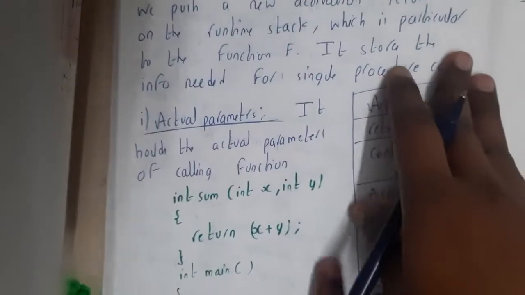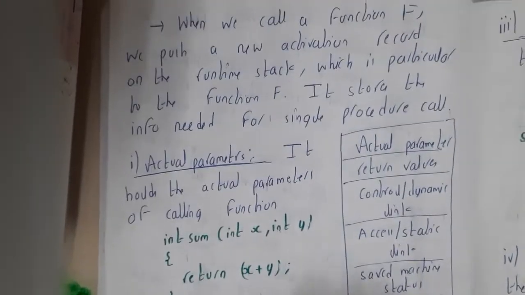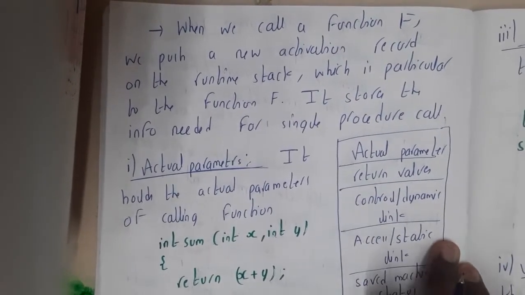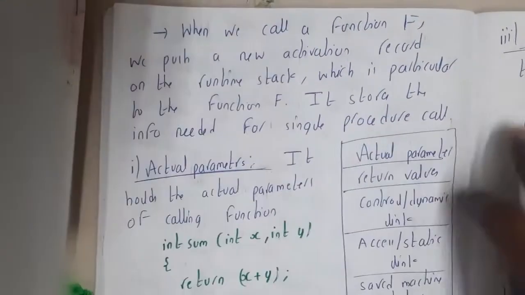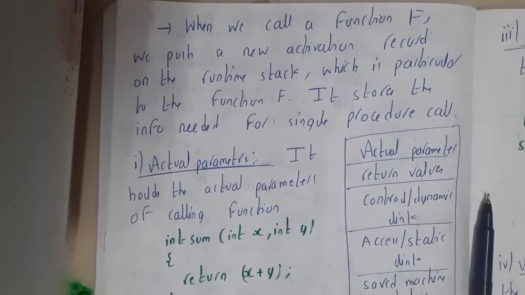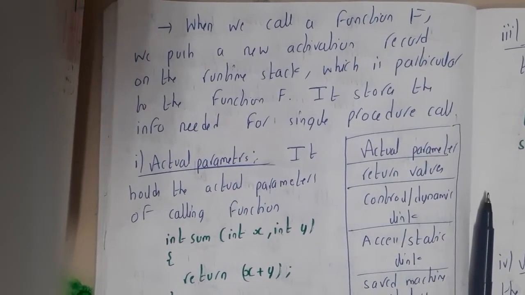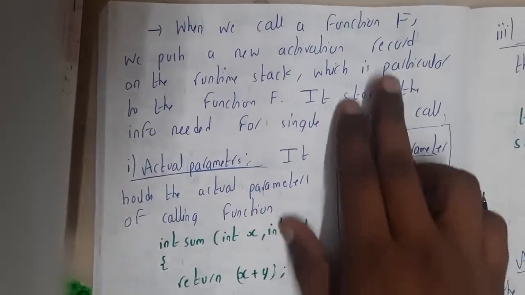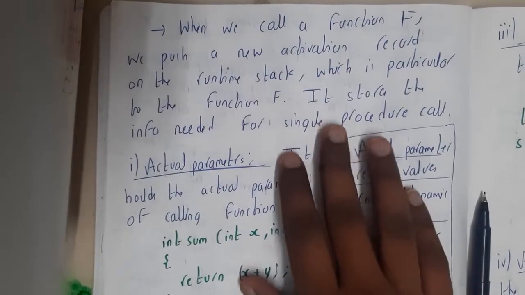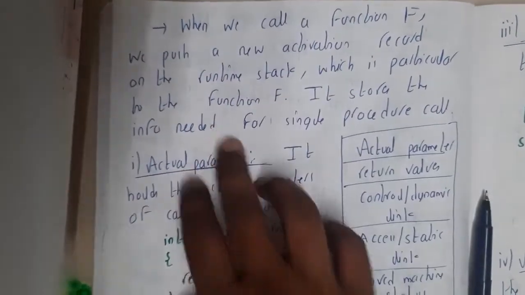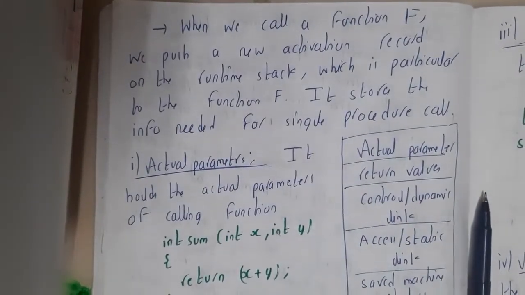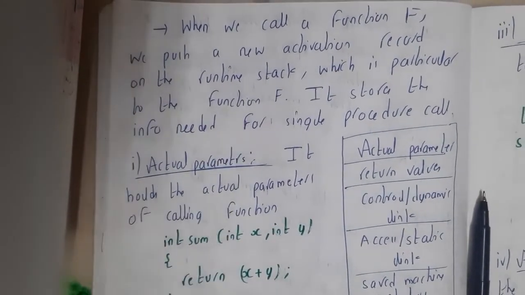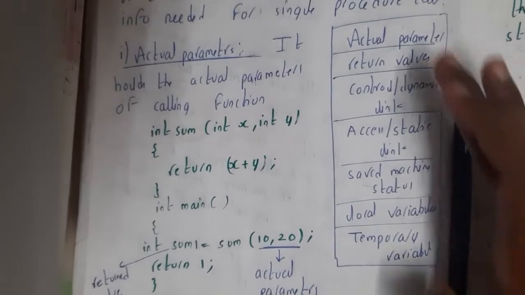So whenever a function f is called, at that moment we will be pushing a new activation record onto the runtime stack, guys. So this activation record will be pushed onto the stack, and it stores the information needed for the single procedure. I hope everyone got some basic idea about this activation record. The activation record includes all these things, guys.